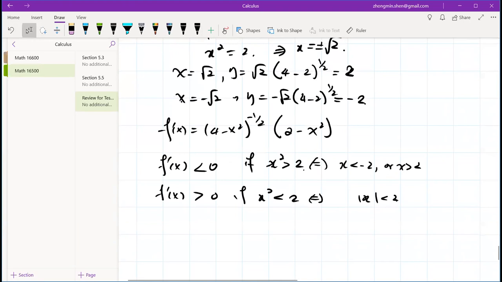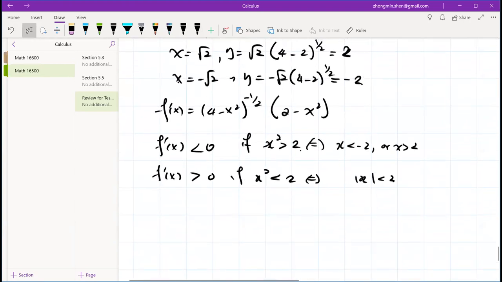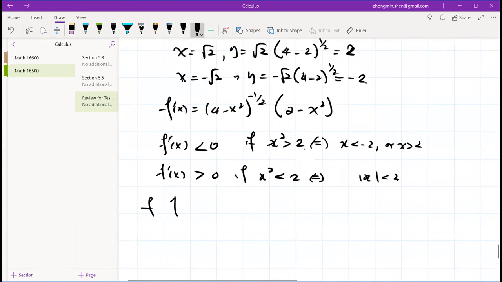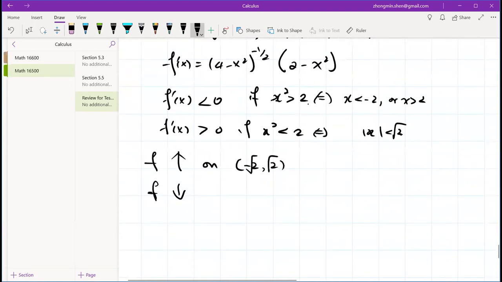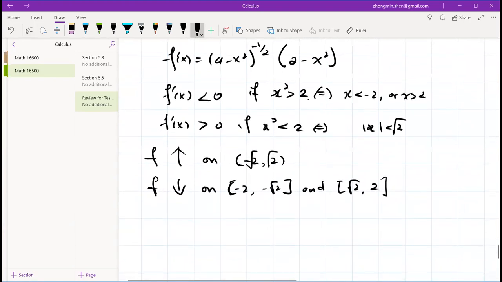On the left side, it's decreasing. On the right-hand side, it's decreasing. In the middle, it's increasing. So I can say that f is increasing on the interval from negative square root 2 to positive square root 2. The function is decreasing on the interval from negative infinity to negative square root 2, and from square root 2 to positive infinity, on these 3 intervals. So I have to know the second derivative in order to determine the inflection points, where it is concave up or concave down.